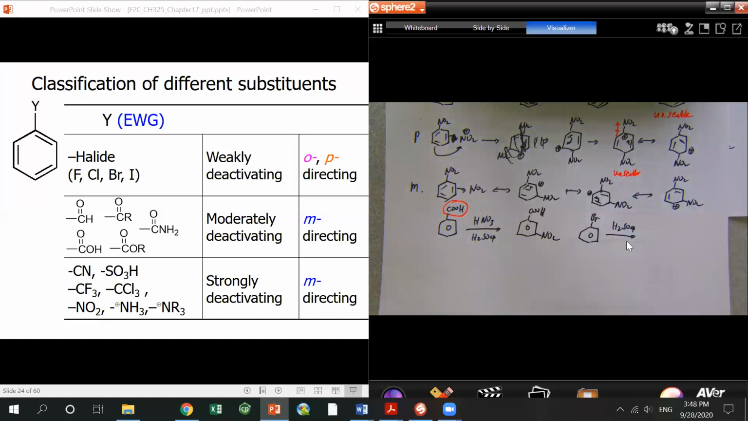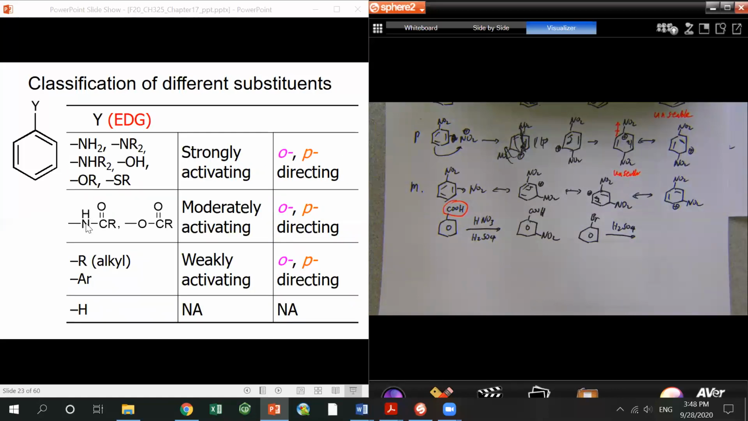Like I said, look at what's attached. If it's attached to a carbonyl group, it's an electron withdrawing group. But if it's attached to a heteroatom, nitrogen or oxygen, that will become an electron donating group. So it's not necessarily the case that an ester has to be electron donating or electron withdrawing. You have to look at what's directly attached.